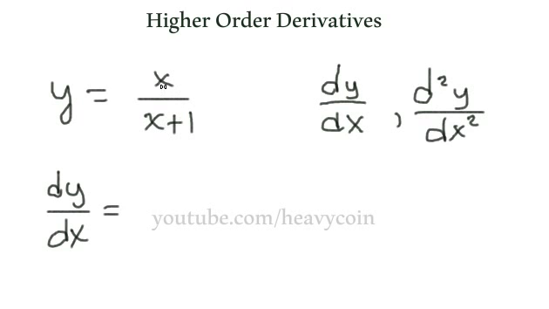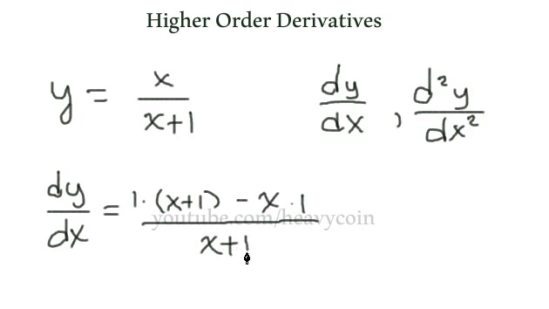So we take the derivative of the numerator, and the derivative of x is 1, times the denominator, minus the numerator times the derivative of the denominator, and that's just 1. And of course that is all over x plus 1 squared, right? So we square the denominator. That's the good old quotient rule.